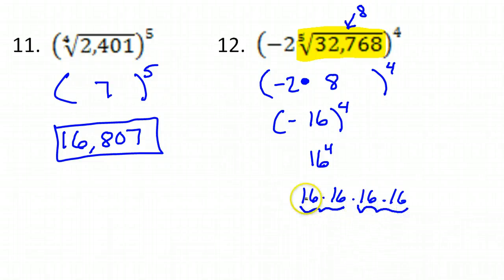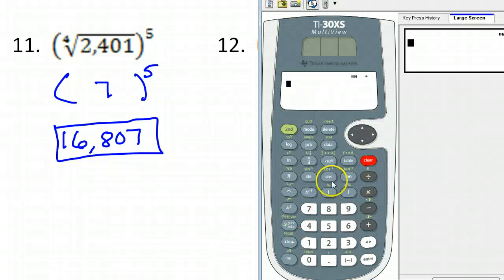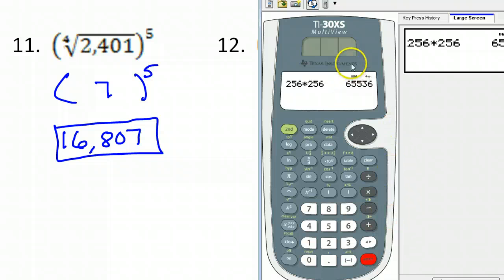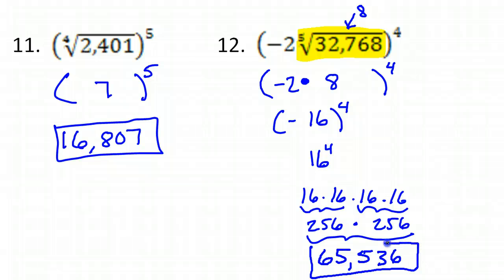16 times 16 is 256. 16 times 16 again is 256. So really what we've got going on here is 256 times 256. You could easily do that on your bootleg calculator. Even on a 4-function calculator, 256 times 256 is 65,536. And that will be your final answer.